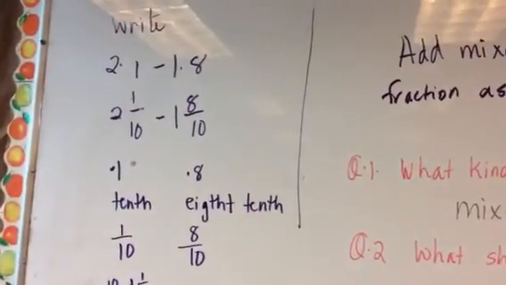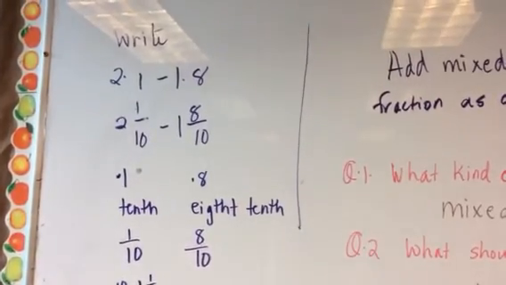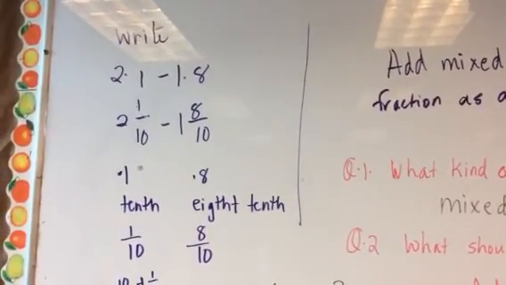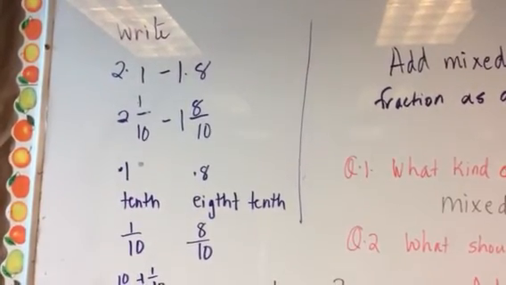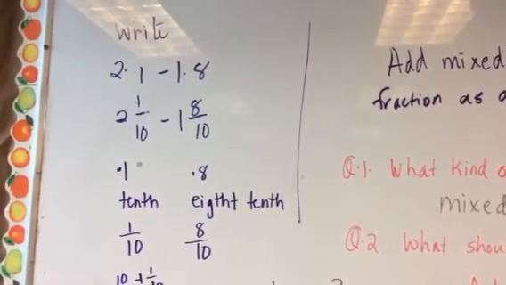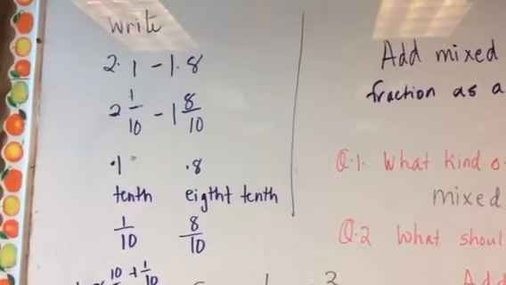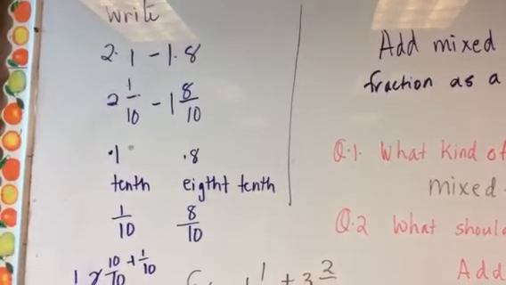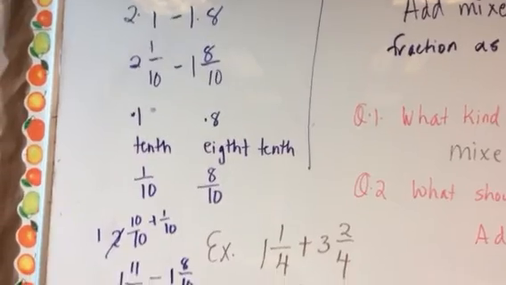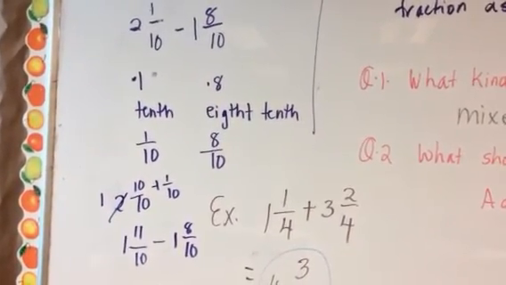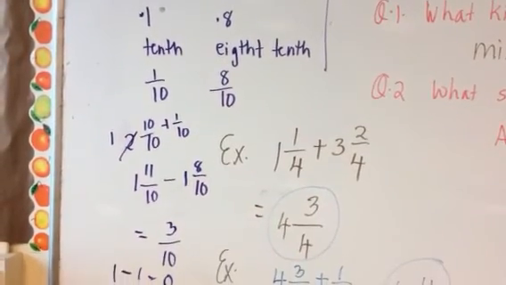So if you have 2.1 minus 1.8, you might say that is given in decimals. What about fractions? Well, 0.1 is a tenth. So 2 1/10 minus 1 8/10. So the same thing, you have to borrow from 2, then you will get 11 over 10 minus 8 over 10. 1 minus 1 is 0, 11 minus 8, the answer is 3 over 10.